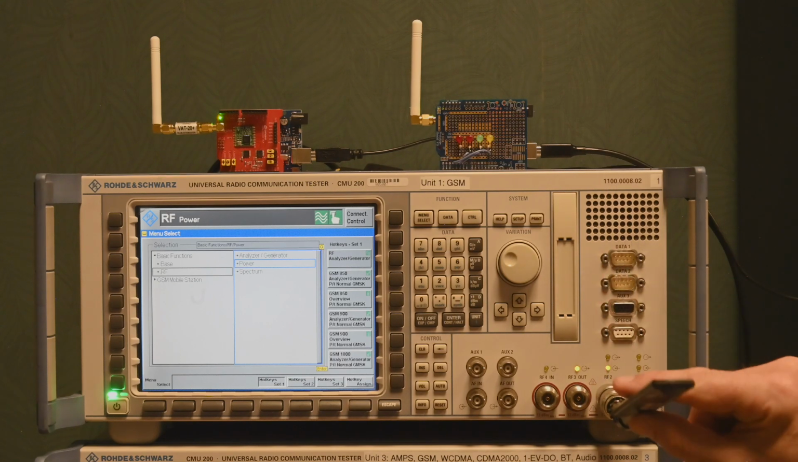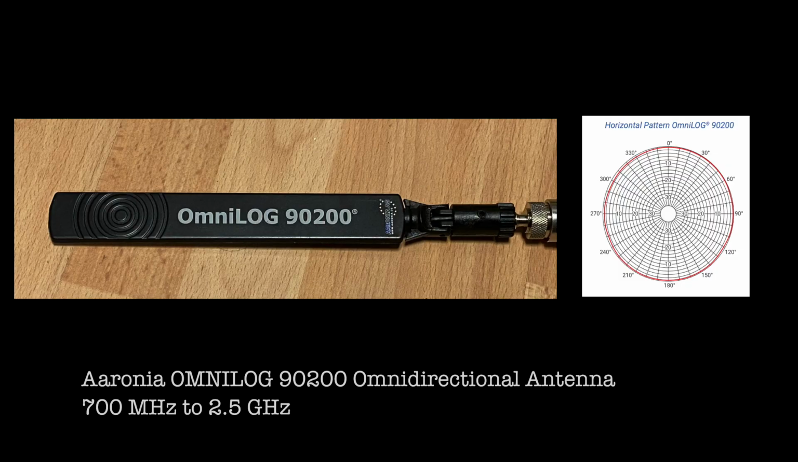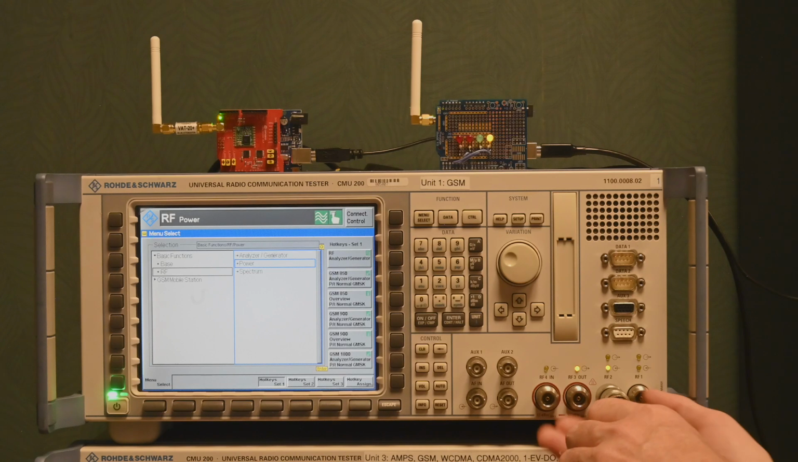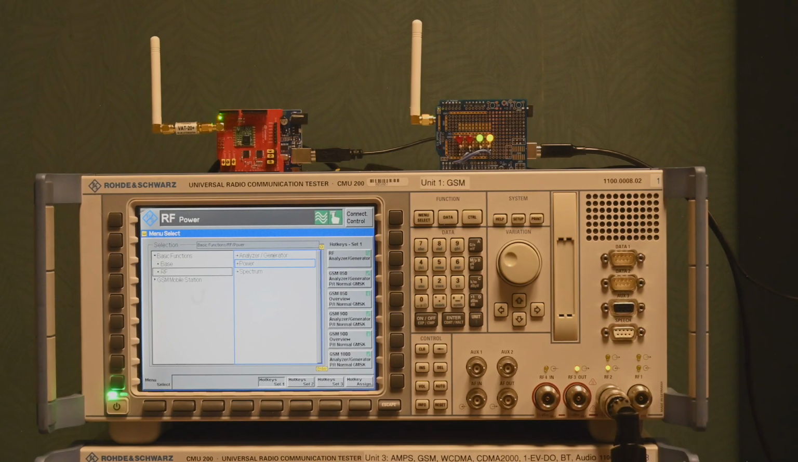I'm going to use this antenna here. This is an omnilog antenna. I use it for a lot of experiments. It's a very nice omnidirectional antenna. I'm just going to have it facing downwards, so it's not in the way, but so you know it's still being connected here.